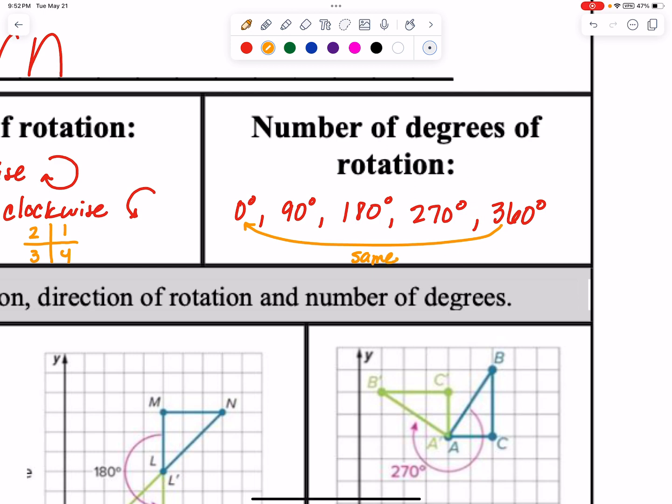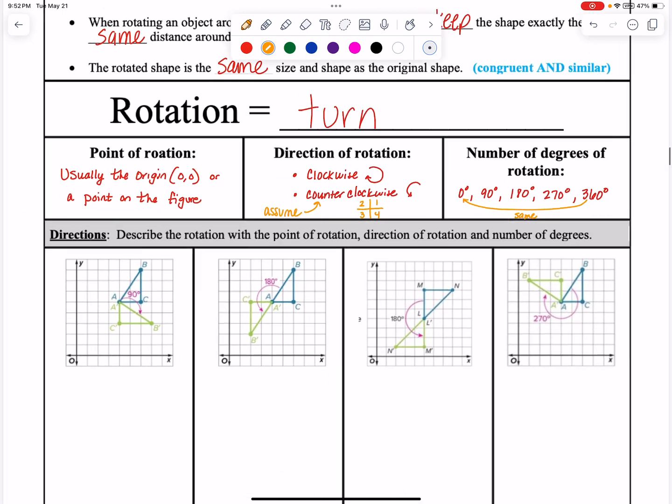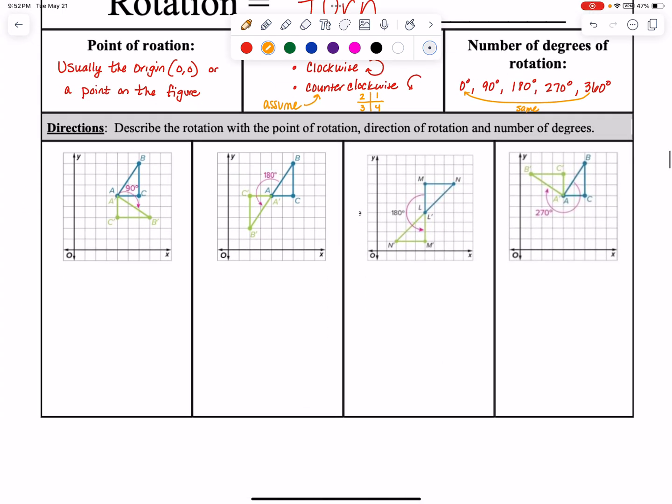Okay? The other thing to be aware of is if they told you to go counterclockwise 90 degrees, that would be the same as going clockwise 270 degrees. Okay, so there's some overlap with some of those. So let's go ahead and take a look at this. It says describe the rotation with the point of rotation, direction, and number of degrees. Okay, so we got 3 things to do.